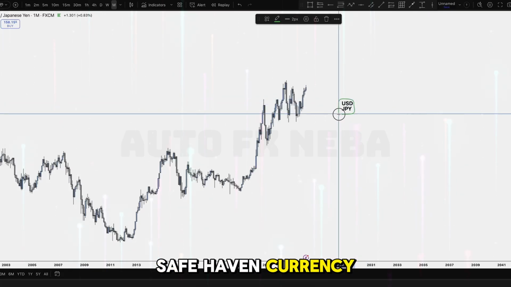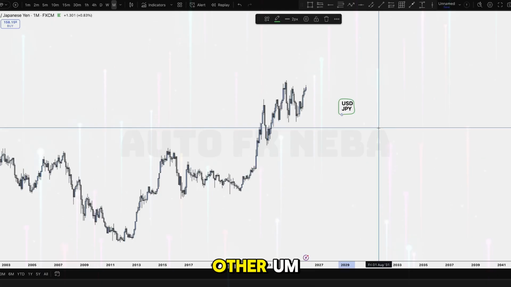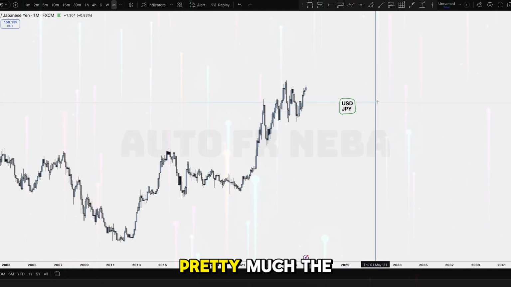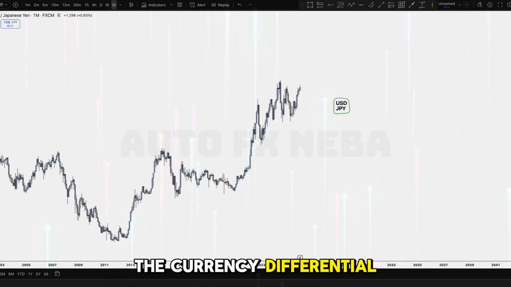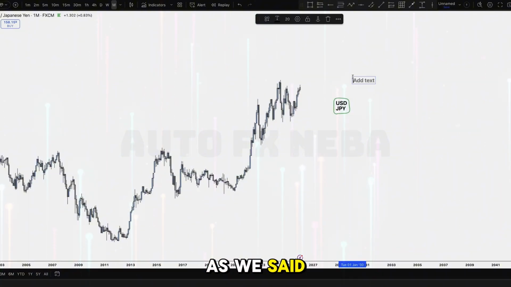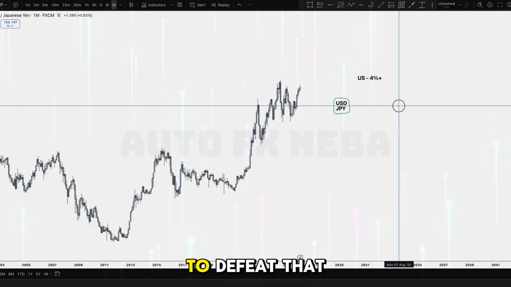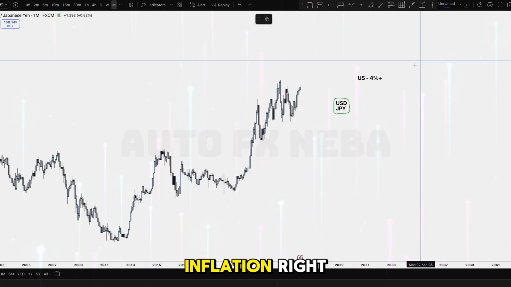A safe haven currency, like we've seen gold and silver do well, we don't see one beat the other. You would expect that USD and JPY would move in pretty much the same sense, but this has the currency differential of interest rates, yields, and monetary policy. So as we said, the US has had interest rates at like 4% plus for the past few years since really trying to defeat that pandemic. That's because they were seeing inflation, right?